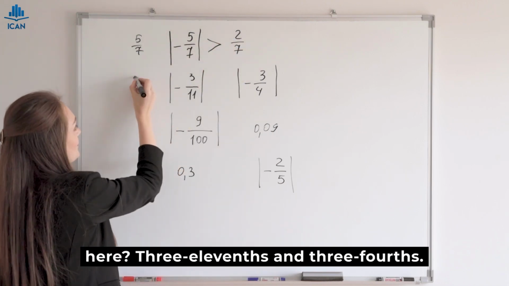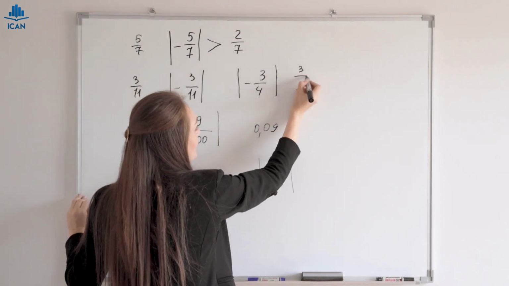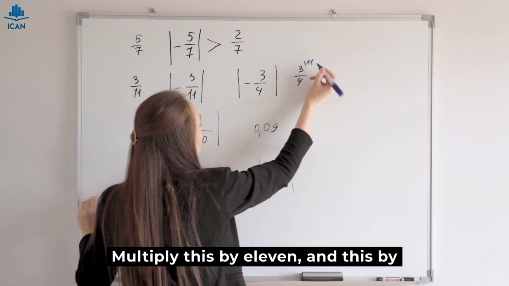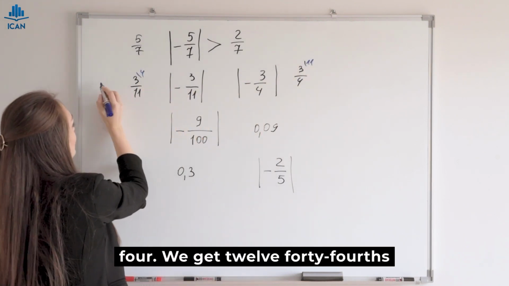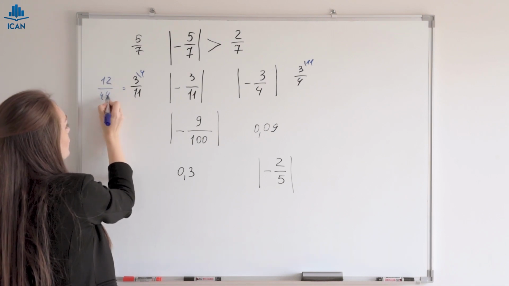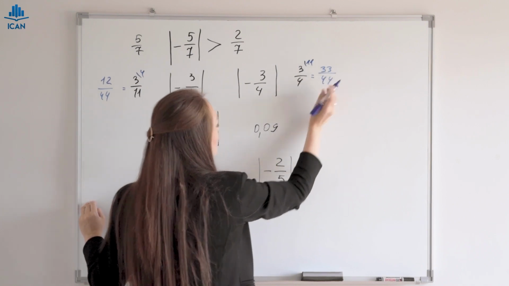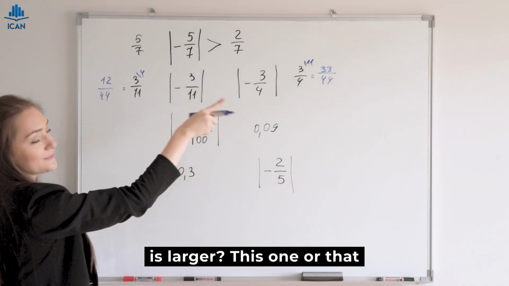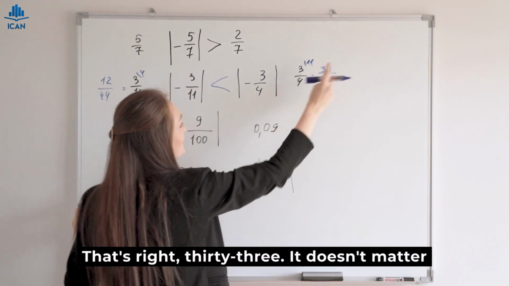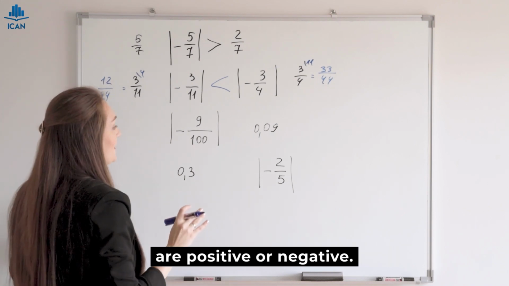What do we have here? 3/11 and 3/4. Let's find a common denominator. Multiply this by 11 and this by 4. We get 12/44 and 33/44. Which numerator is larger? This one or that one? This one, that's right, 33. It doesn't matter if the numbers inside the module are positive or negative.